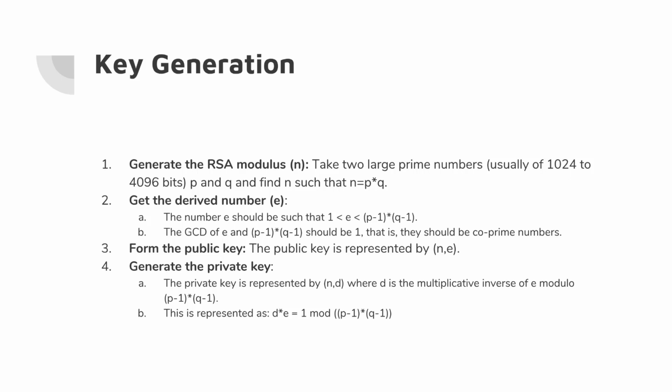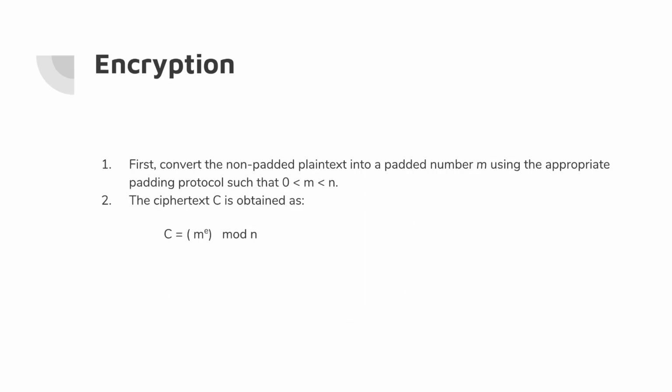Now let's go to the next step, which is encryption. Now the sender wants to send a message to the receiver after encryption. So this is the method that the sender will apply. Firstly, the sender will convert the non-padded plain text into a padded number M using an appropriate padding protocol, and has to keep in mind that M is greater than 0 but less than N. Okay? And then the sender generates the cipher text, which is essentially M to the power E mod N.